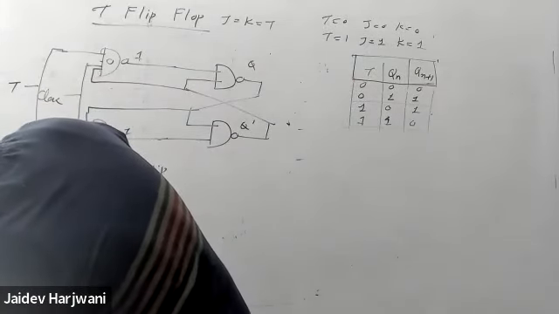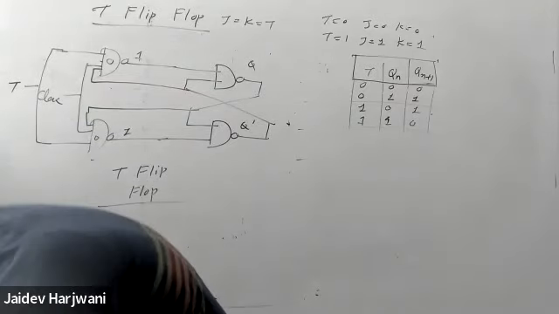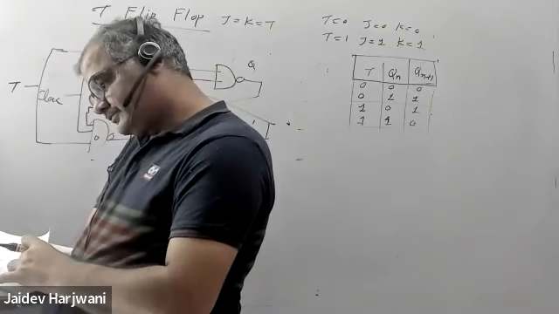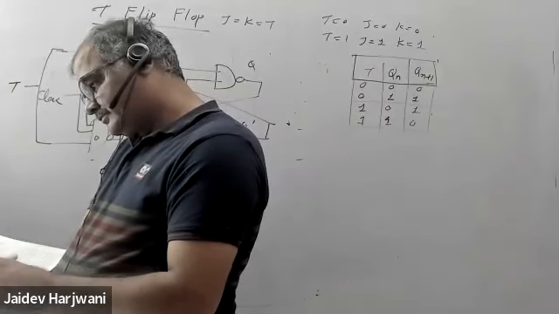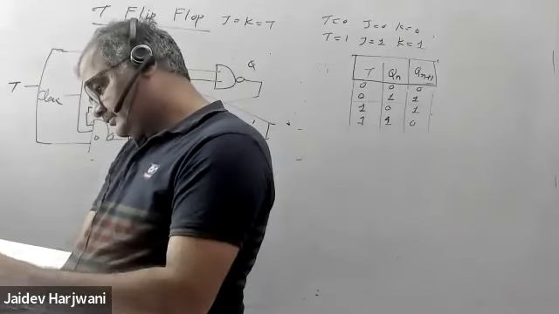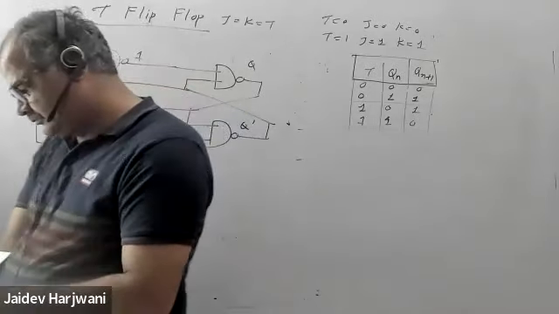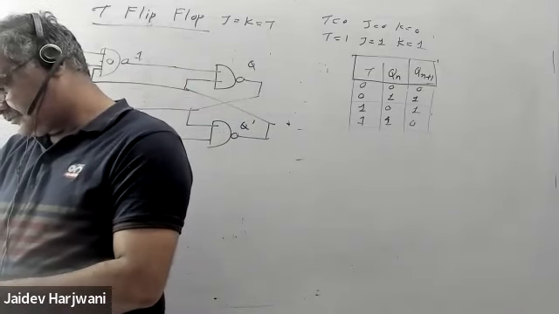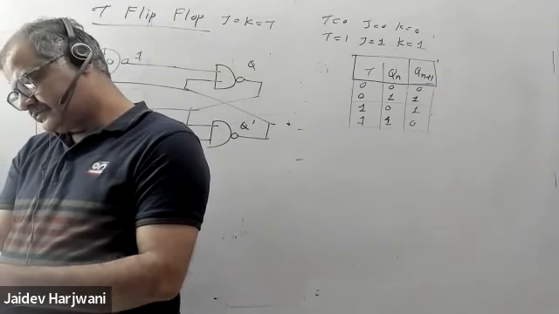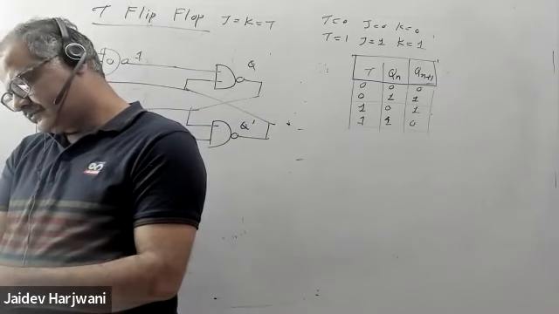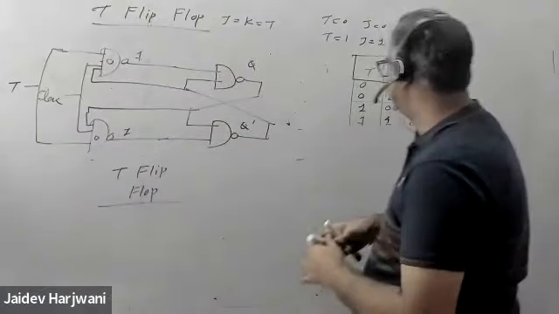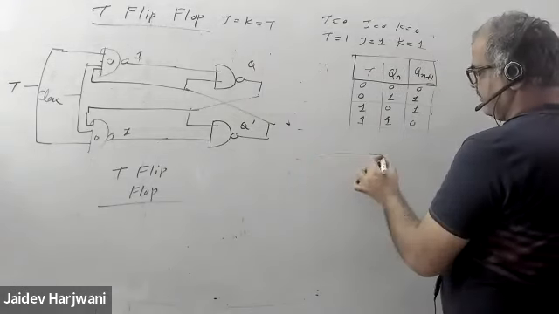Just give me 1 minute. T's table, just check the table of T. D flip flop. Tell me what is coming for T. So what will the table be for T?